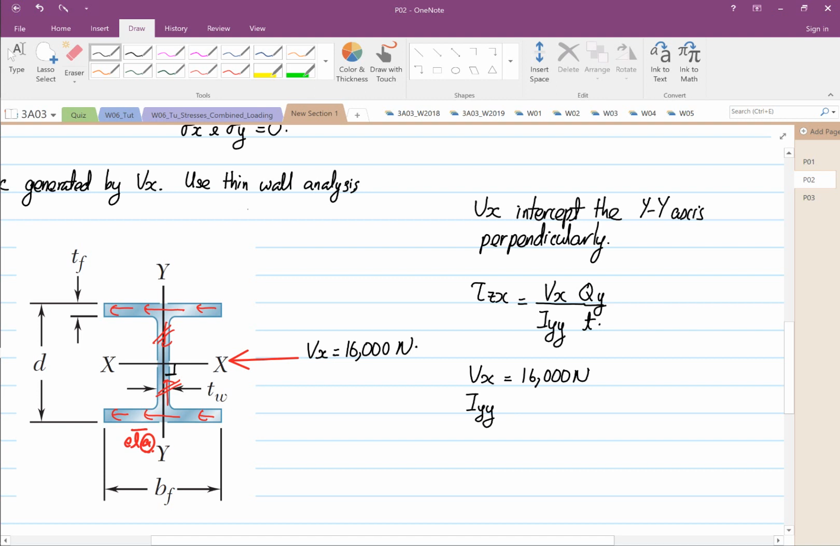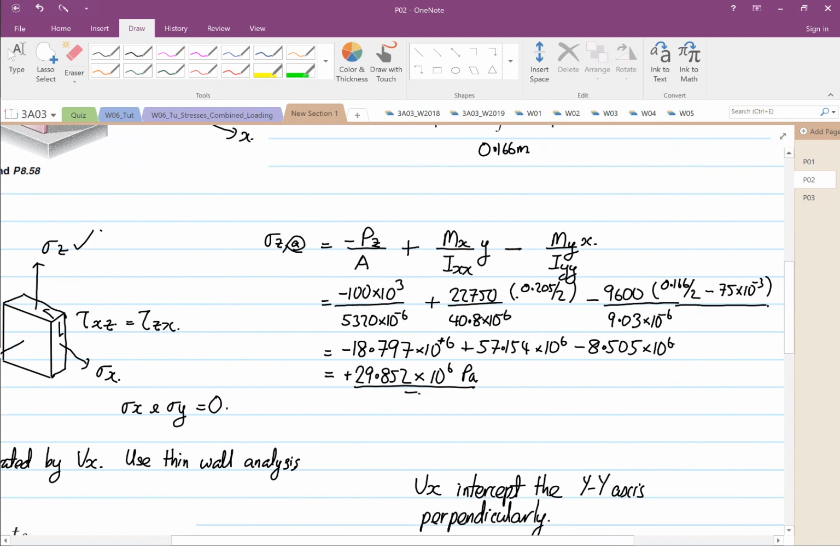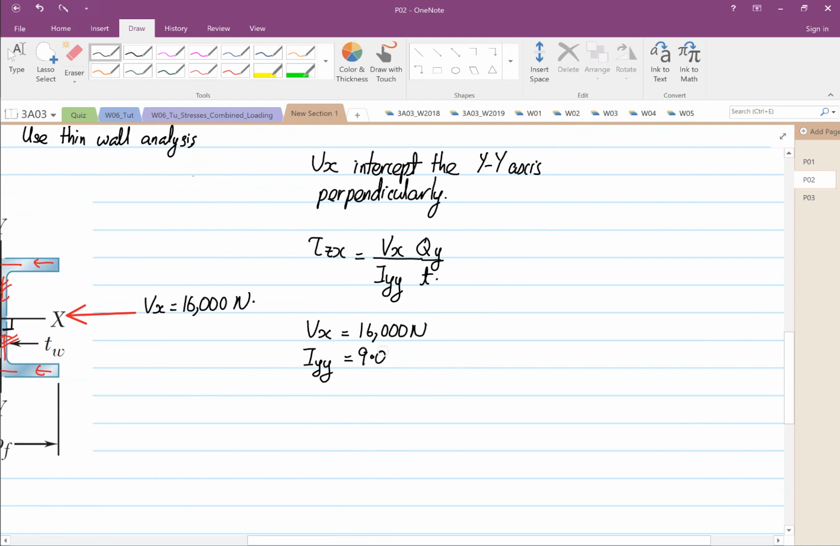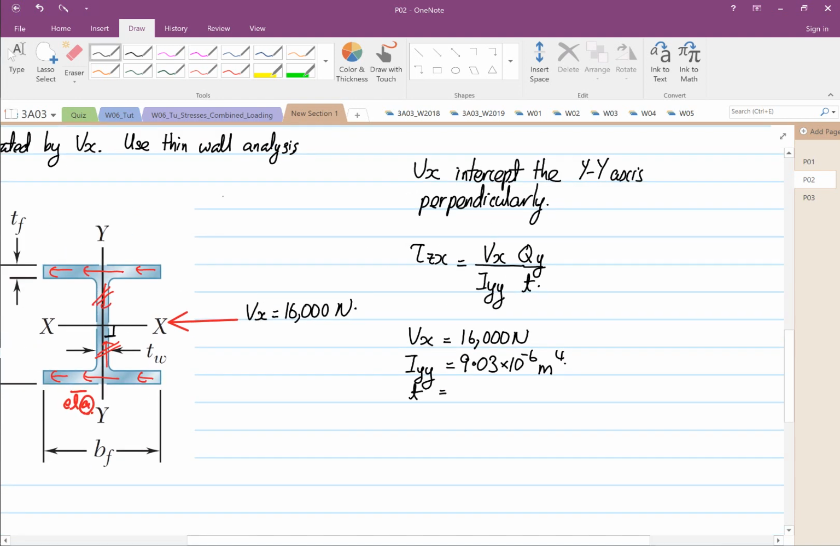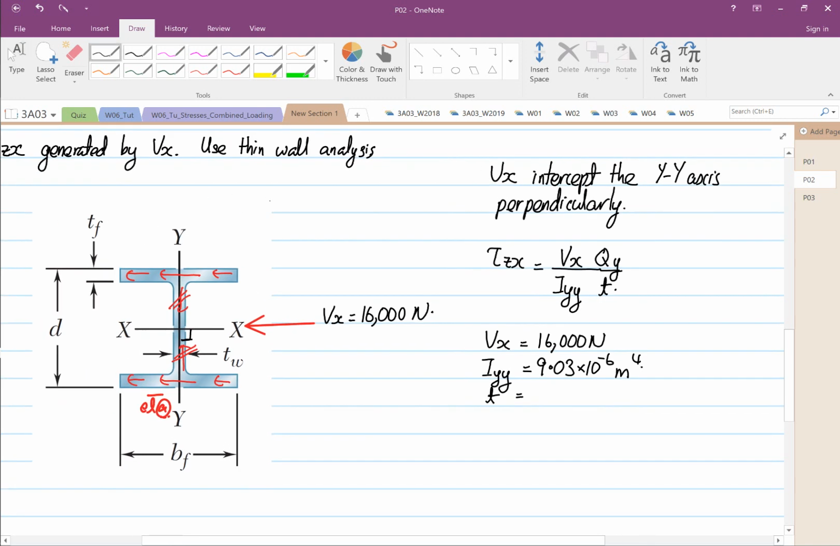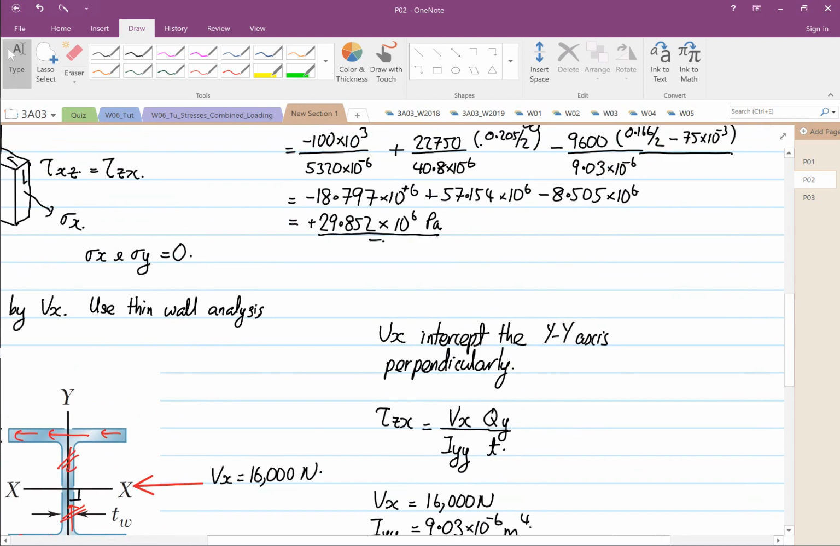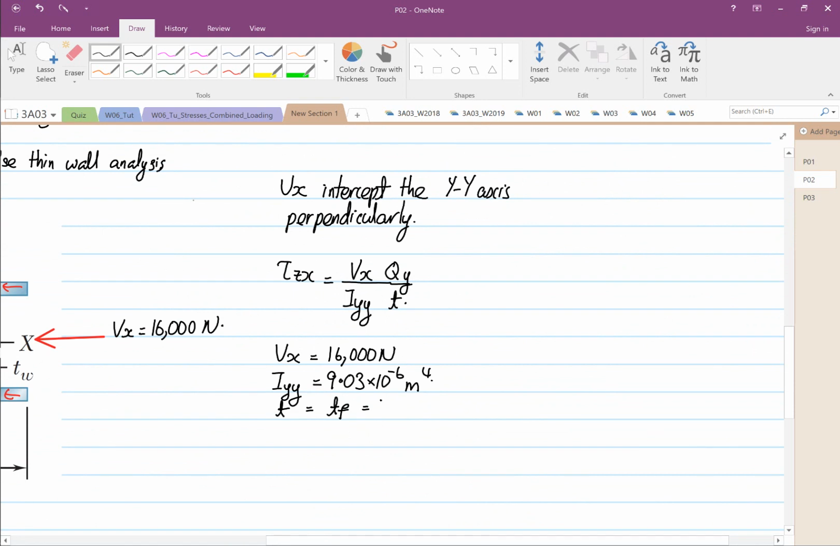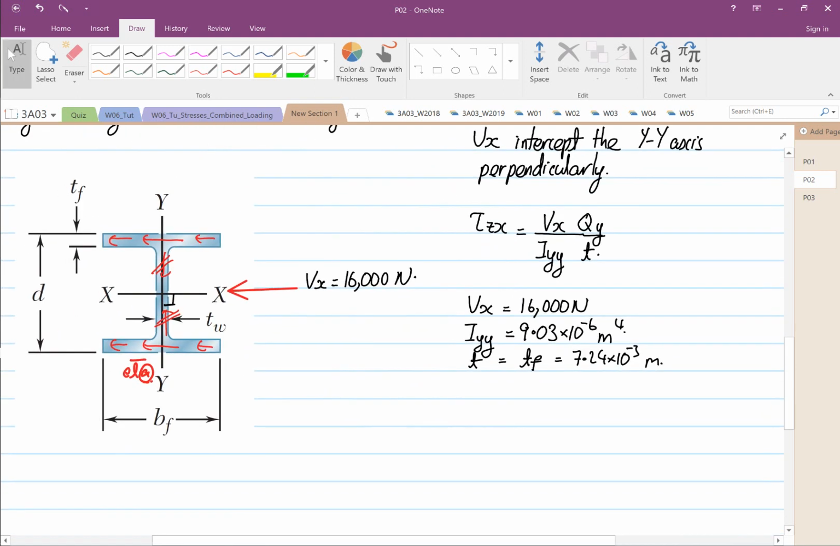Iyy will be equal to the Iyy, I think we wrote down to be 9.03 times 10 to the power minus 6 meter to the power 4. Thickness will be equal to what we have as Tf. So Tf is 7.24 times 10 to the power minus 3 meters, sorry. So we are going to analyze Q.